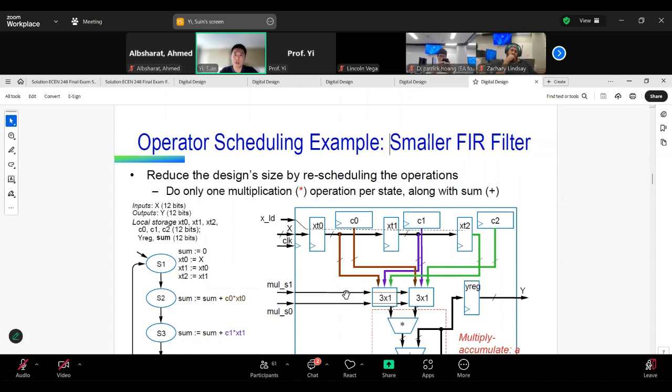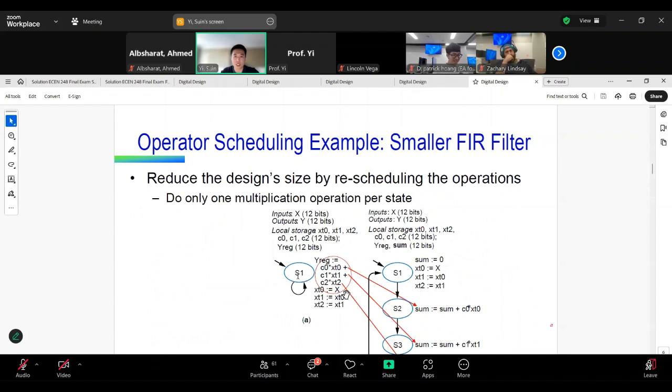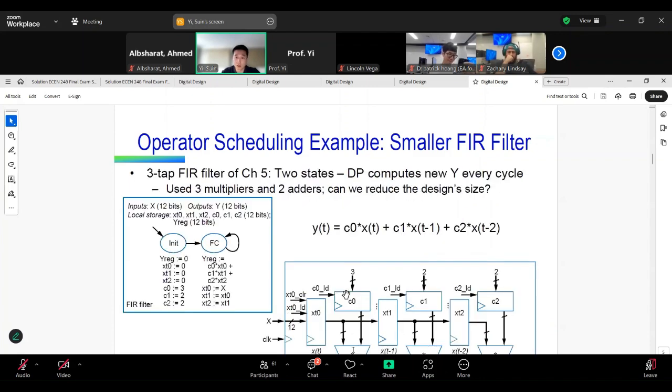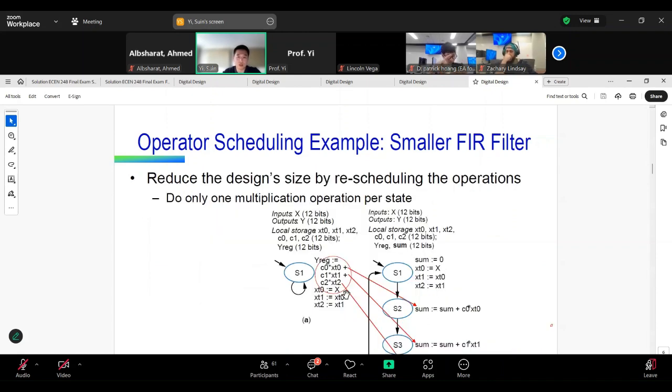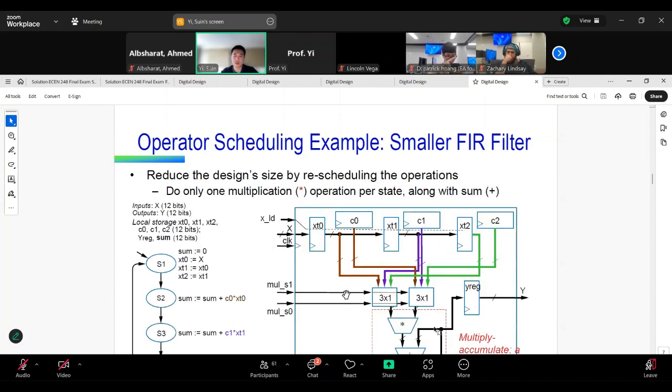A smaller FIR filter can be made by expanding the number of states. Originally, the number of states of the concurrent FIR filter version was just one state, and in one state you execute every multiply and accumulation operation at once, due to using these multiple multipliers and adders. But when it comes to this sequential version, the smaller FIR, you can increase the number of states, but at the same time, you can reduce the size of the circuit.